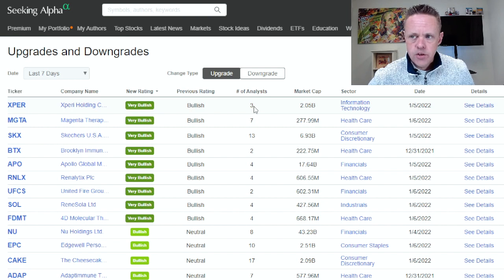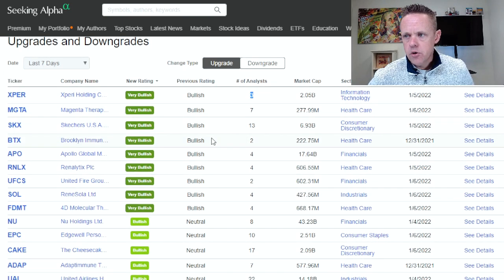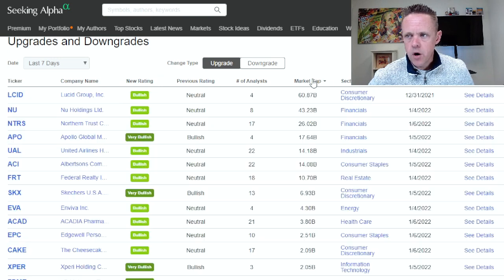So in this case, there's 3 analysts who are covering the stock as a whole, but they very recently had a new rating come in from a Wall Street analyst that put them at very bullish. And from there, you can go down the list. You can sort by market cap. Maybe that's the best idea. Starting off with Lucid, and its new rating is bullish on Wall Street.